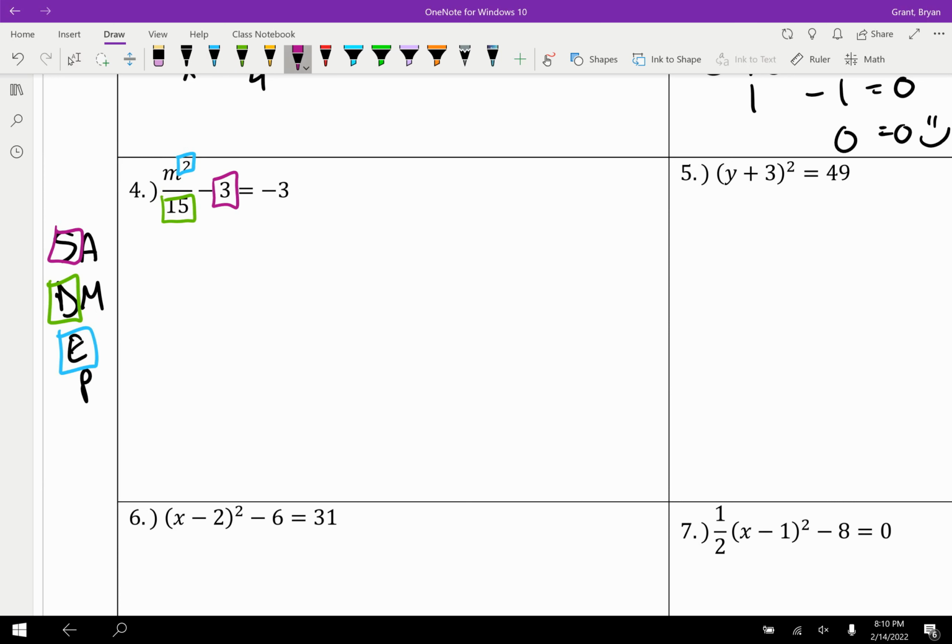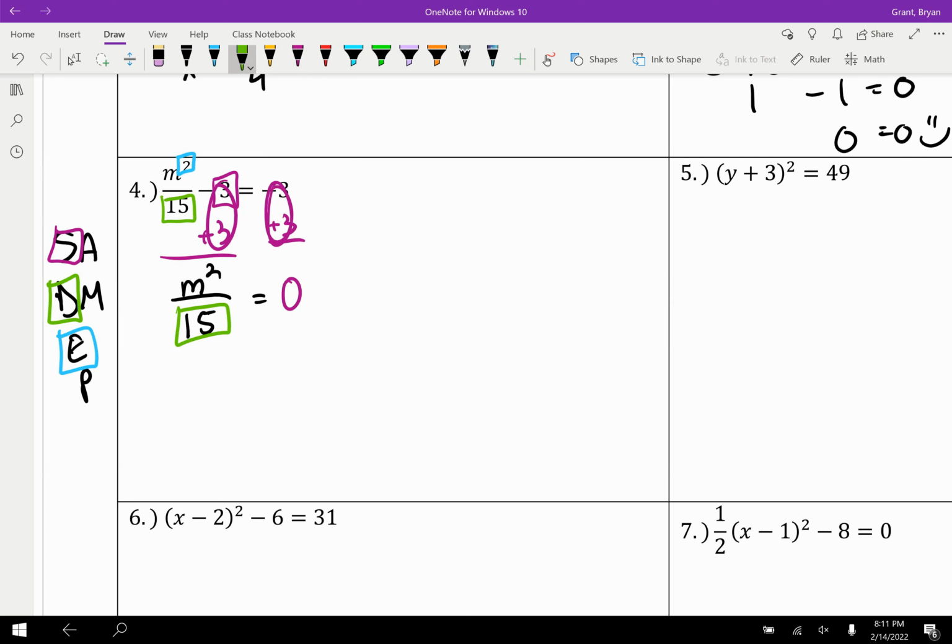So a little bit different than what we've done. However, the first step is still the same. Add 3 to each side. Leaves us with m squared divided by 15. And we said negative 3 plus 3 is 0. I even wrote the 0 down here, and I should probably do the same here. It's also 0. Of course, we don't want to leave one side of the equal sign empty, so we just put in that 0 as a placeholder.